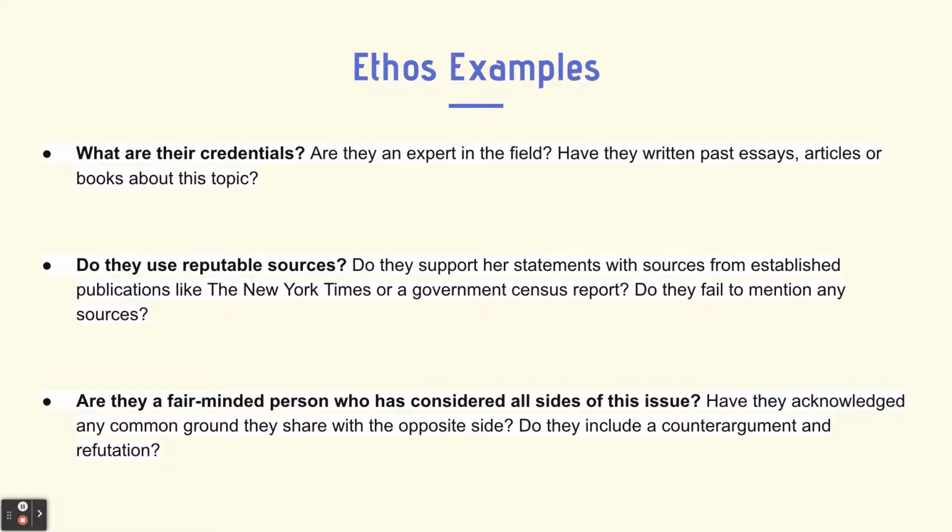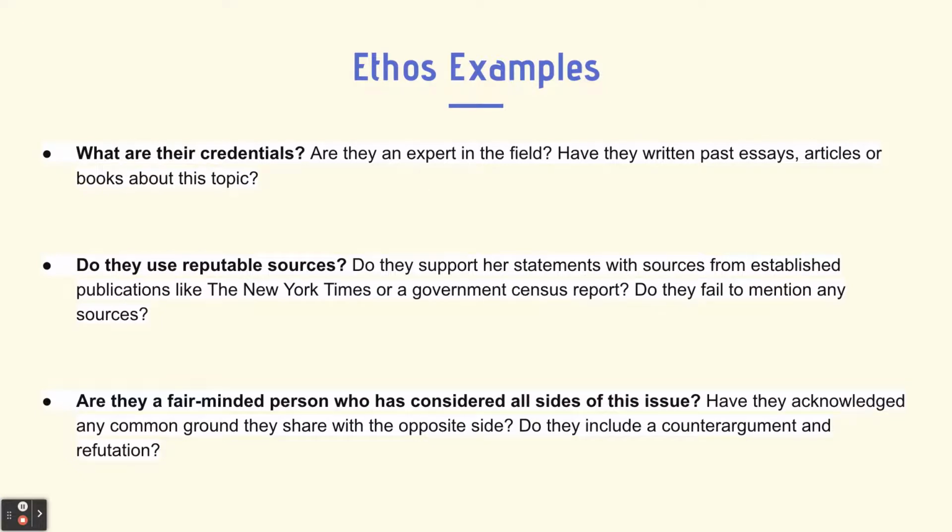Maybe you are using reputable sources. You have really good sources from those people who have really good credentials. They're experts in their field. You guys are probably going to be using those reputable sources like doctors maybe or professors. Those would be really good ones to appeal to for ethos.